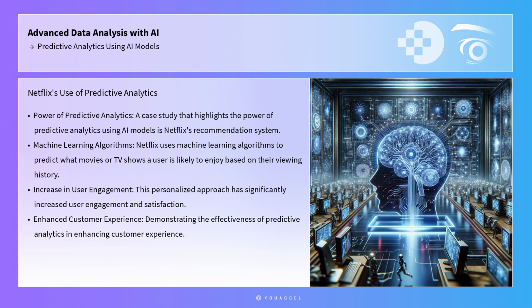A case study that highlights the power of predictive analytics using AI models is Netflix's recommendation system. Netflix uses machine learning algorithms to predict what movies or TV shows a user is likely to enjoy based on their viewing history. This personalized approach has significantly increased user engagement and satisfaction, demonstrating the effectiveness of predictive analytics in enhancing customer experience.